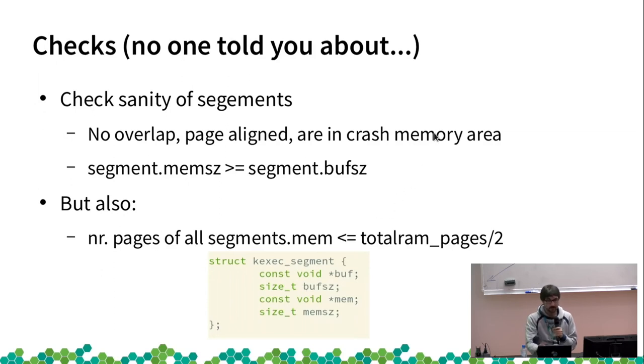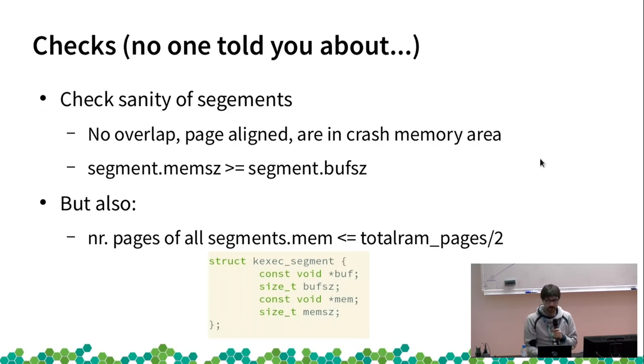Okay, so once this is done, it will check all the segments, and it will check that they're not overlapped, that they are page aligned, that they're all in the crash memory area and the reserved memory area that we allocated. And it will check that the memory pointer has, of course, a size, and that this is bigger or the same as the user space buffer size, because it can be bigger because it's page aligned, while the buffer is not page aligned.